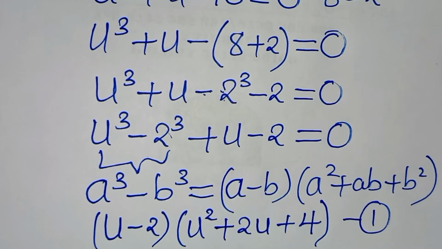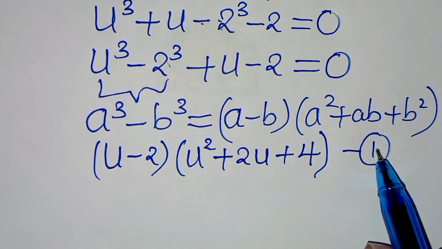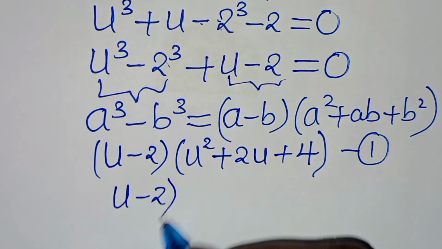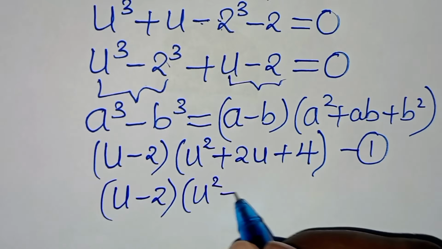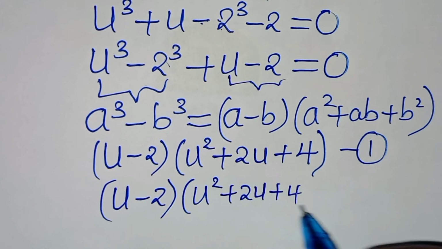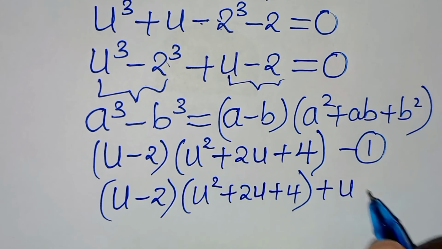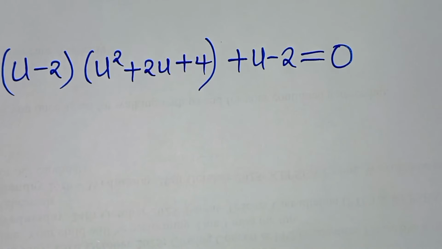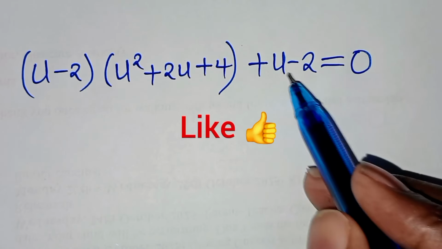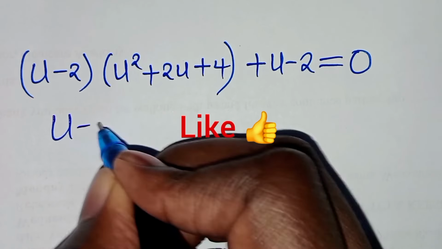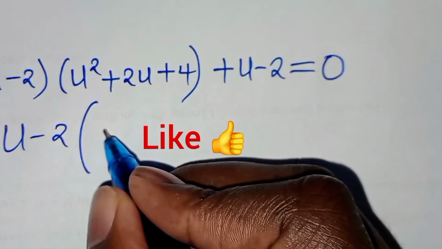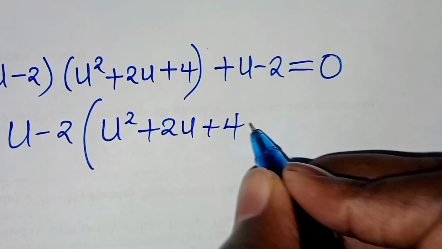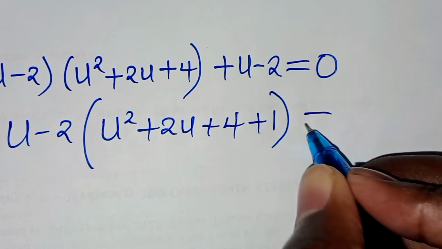Let's call this equation 1. So from this equation 1, let's combine with the second part here, so that now we have u minus 2, u squared plus 2u plus 4, then plus u minus 2. This is equal to 0. So from here, we have that u minus 2 is common here. We can factor out u minus 2, so that in the parentheses, we have u squared plus 2u plus 4, then plus 1. Close the parentheses, this is equal to 0.